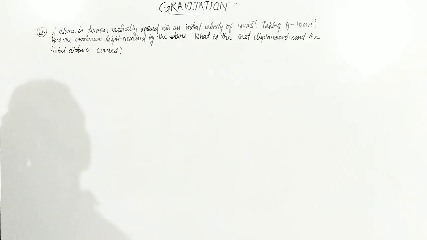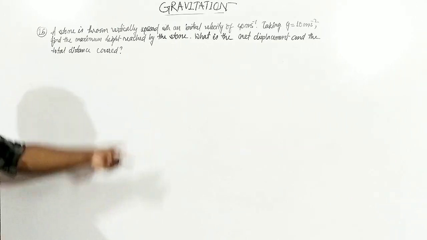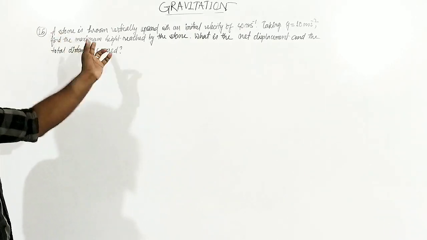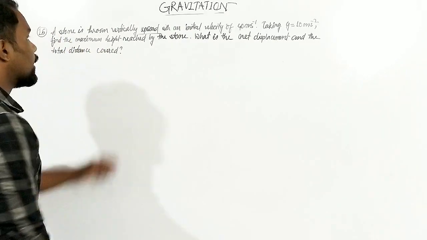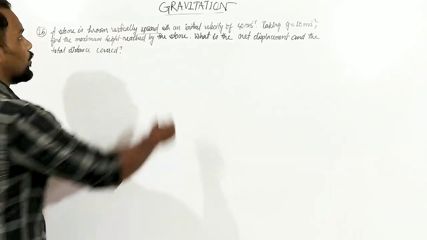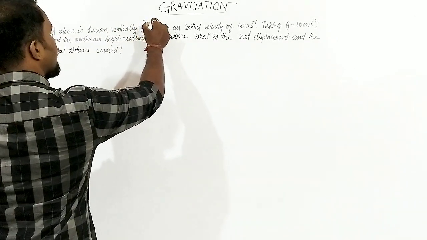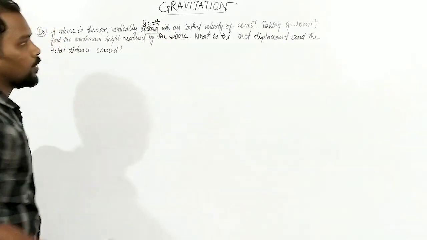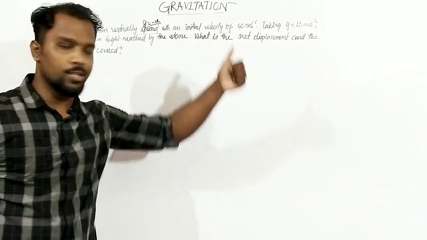And this is our next question. This is question number 15. What this question is actually saying is that a stone is thrown vertically upward. So it is moving in the vertically upward direction. So what are we going to consider? The g's value is going to be what? Negative. Simple fact, because it is actually moving in the upward direction.